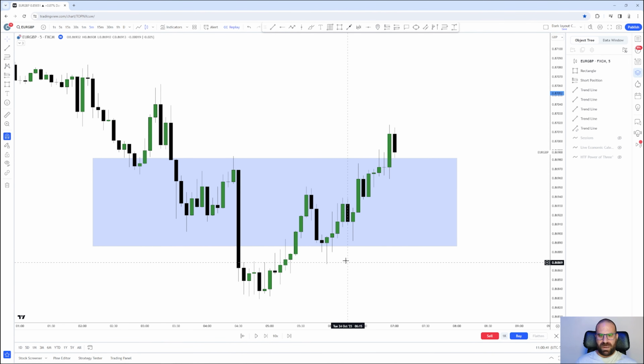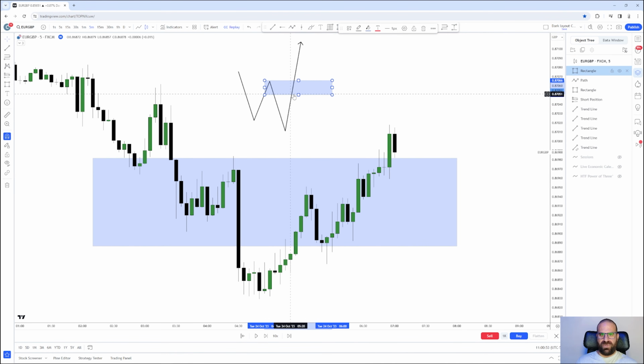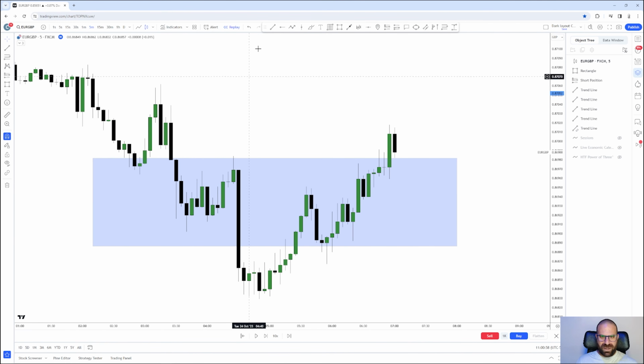This is not a very easy example like that. Okay, you break above, you identify your breaker right here. There is also a fair value gap overlapping with this area and you take your trade. This is an example that you have to see because it is from the daily.